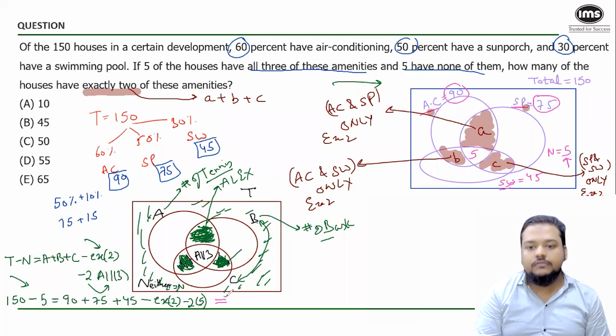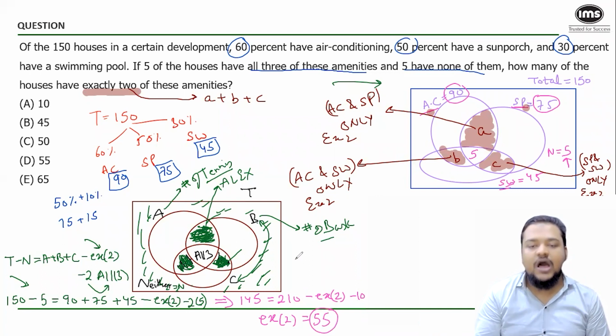So I can solve this now. I will get 145 on the left hand side, and 75 plus 5 is 80, plus 40 is 120, 120 plus 90 is 210, minus exactly 2 and minus 10, right? So that will be 200. 200 minus 145 will be 55. Hence exactly 2, so the houses that have exactly 2 amenities, is coming out to be 55. Hence the answer is option D.